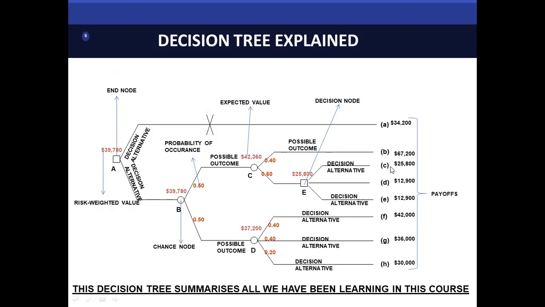So for the first decision at C, you have a payoff of 25,800 USD. For the payoff at D, you have 12,900 USD, and for the payoff at E, we have 12,900 USD. When we factor in the C, D, and E payoffs, we have the highest payoff here, which is 25,800 USD. That becomes the highest expected monetary value and is placed at the decision node E. That expected monetary value, being risk-weighted, multiplied by the associated probability 0.6, plus the 0.4 probability multiplied by the highest expected value here, which is 67,200 USD, will give us a netted risk-weighted value of 42,360 USD. That's how this figure is accomplished.